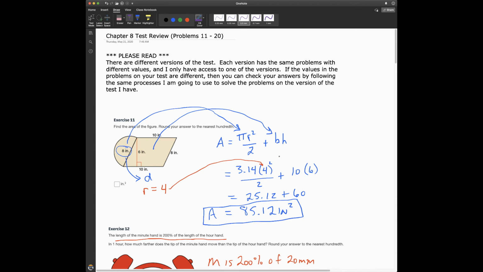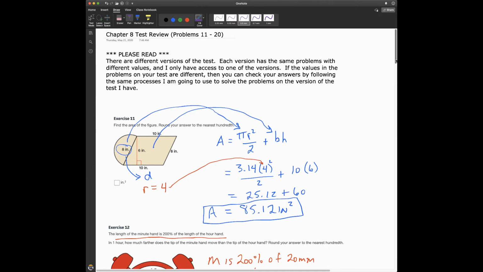Everybody, Mr. Odom here, and I'm going to go through problems 11 through 20 from the test. Remember, if you had a different version, the values that are in your problem might be different, but the work that you should do is the same.